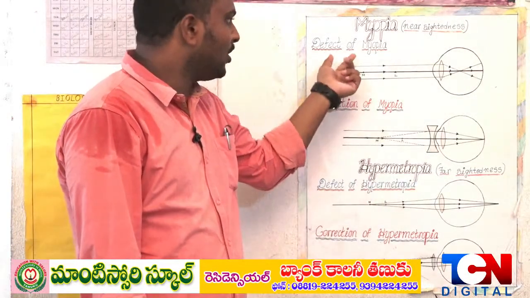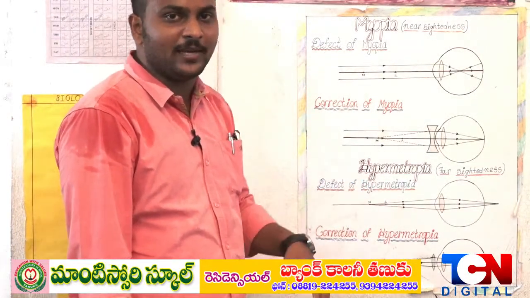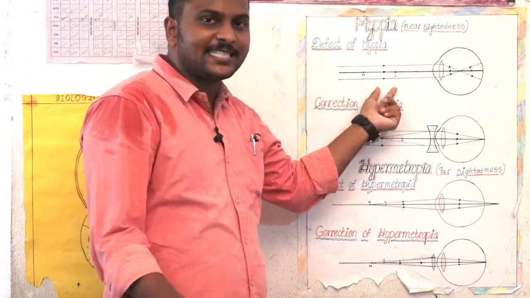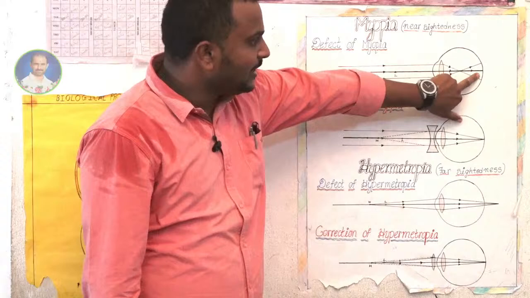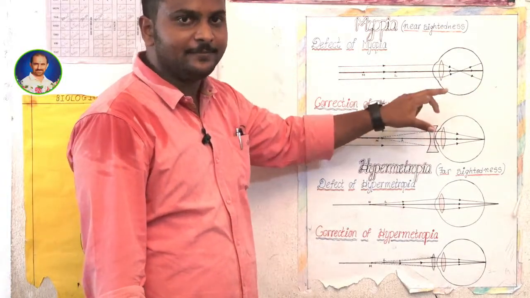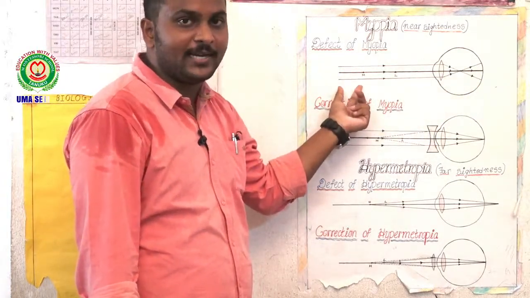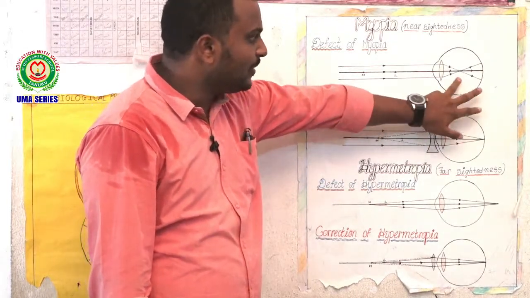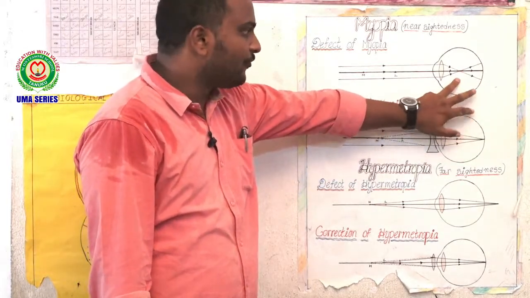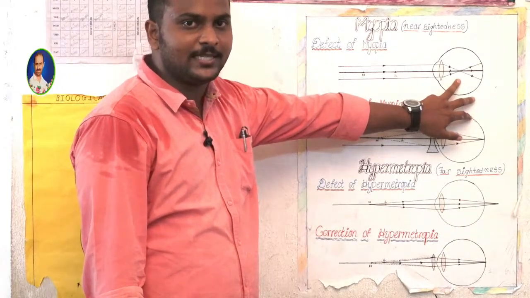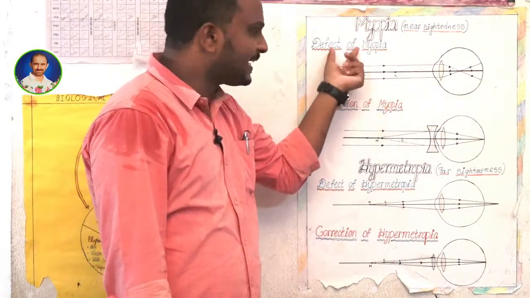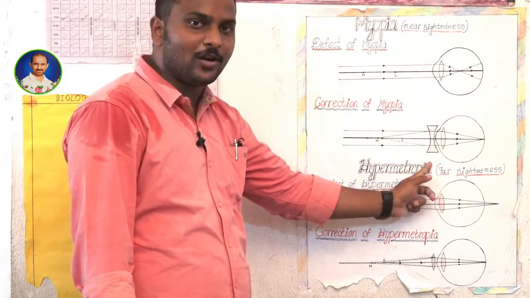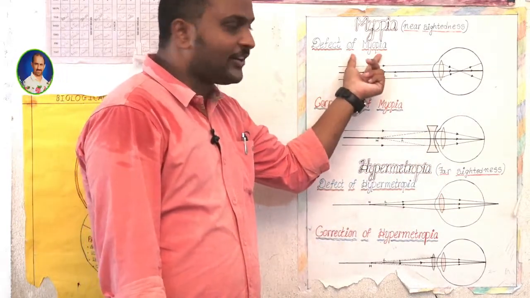So we have defects called myopia, hypermetropia, and presbyopia. So this is the defect of myopia. We have already discussed that the image will be formed on the retina of the eye. But for the person suffering from myopia, the image will be formed in front of the retina. So for these persons we are using a correction. We can correct myopia by using a biconcave lens. By using a biconcave lens we can correct the defect of myopia.